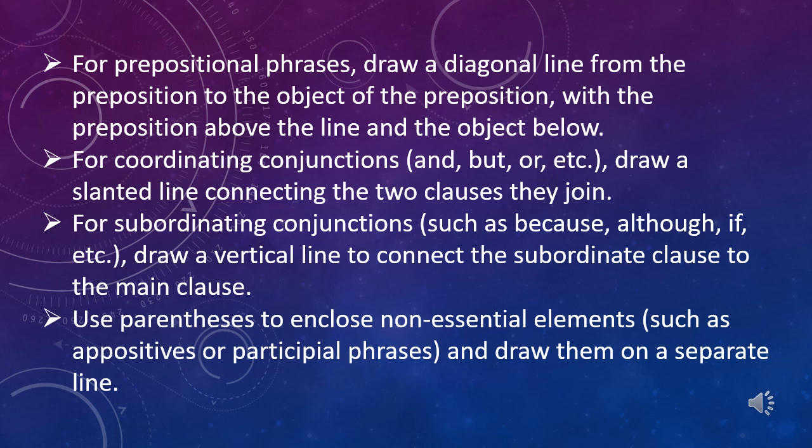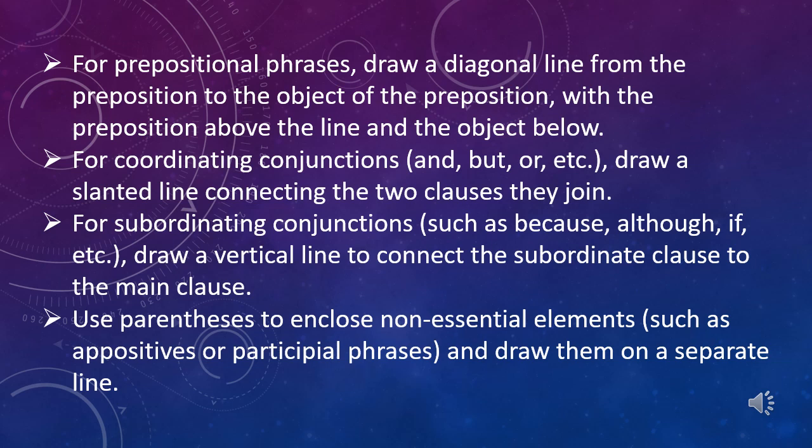For prepositional phrases, draw a diagonal line from the preposition to the object of the preposition, with the preposition above the line and the object below. For coordinating conjunctions, and, but, or, etc., draw a slanted line connecting the two clauses they join. For subordinating conjunctions, such as because, although, if, etc., draw a vertical line to connect the subordinate clause to the main clause.